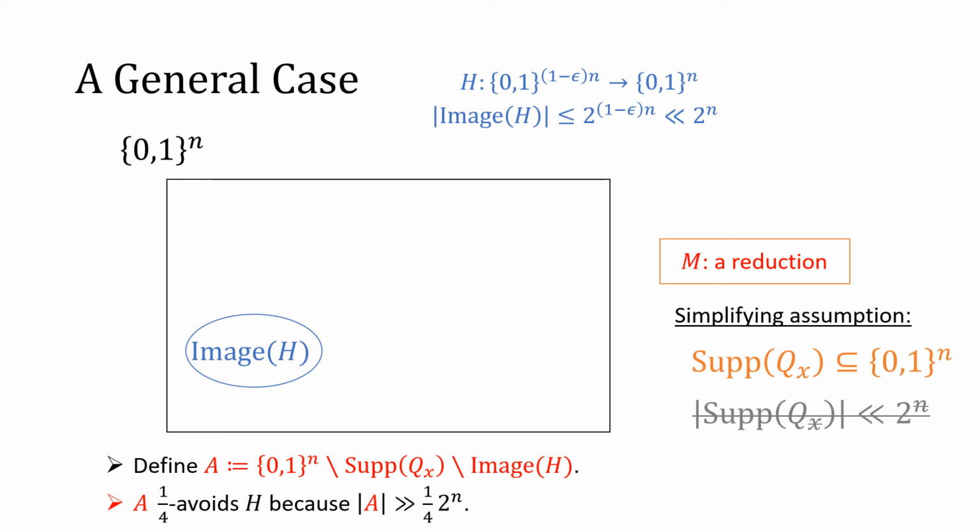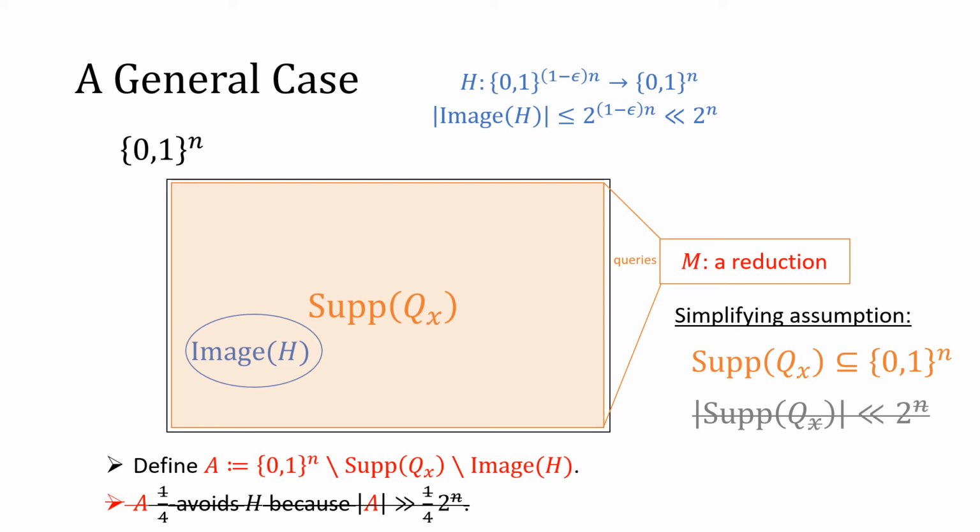I'm going to remove the simplifying assumption. In general, it can be the case that the reduction makes every n-bit string with non-zero probability. In that case, the support of queries might be all the n-bit strings. In this case, we can't use the trick that we used before.